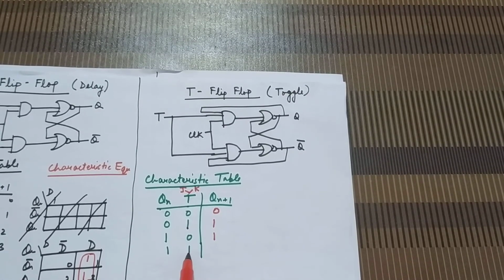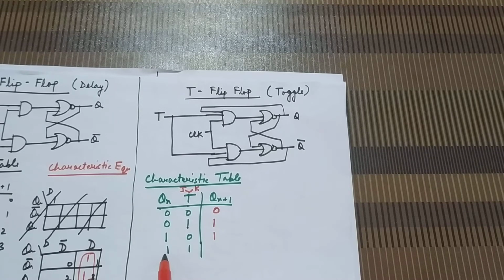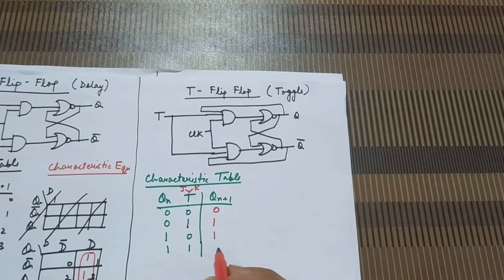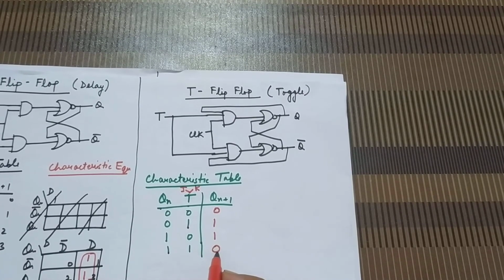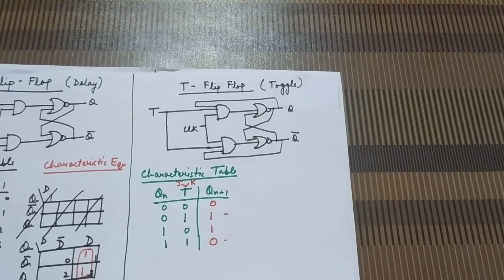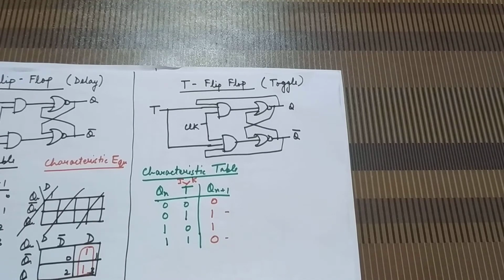And now T is equal to 1, it means that J is 1 and K is 1. So for present state 1, it will have the inverted form of the input, that is 0. So 1 becomes 0, because we have the toggling condition at these two positions.